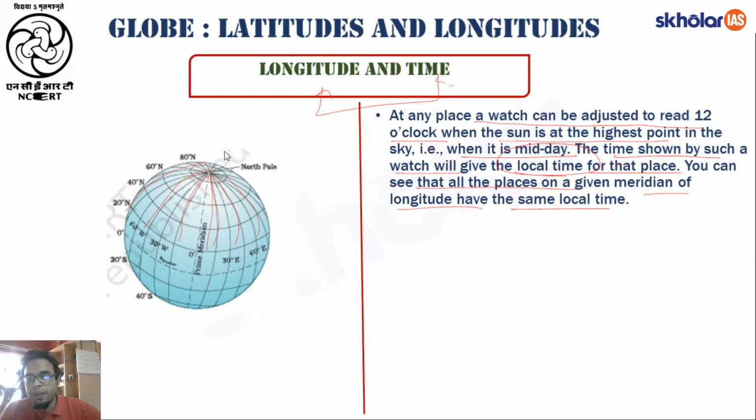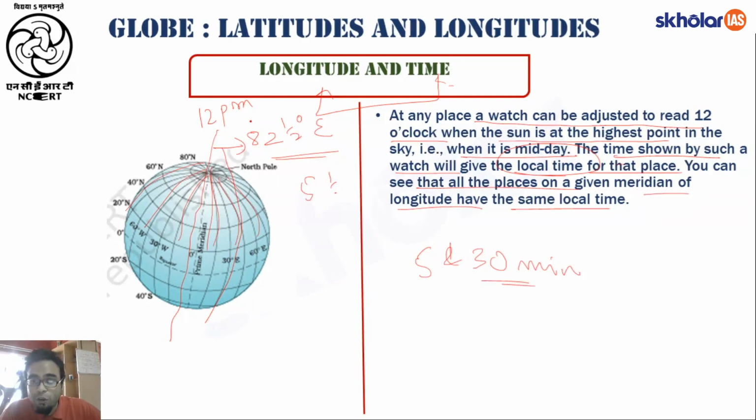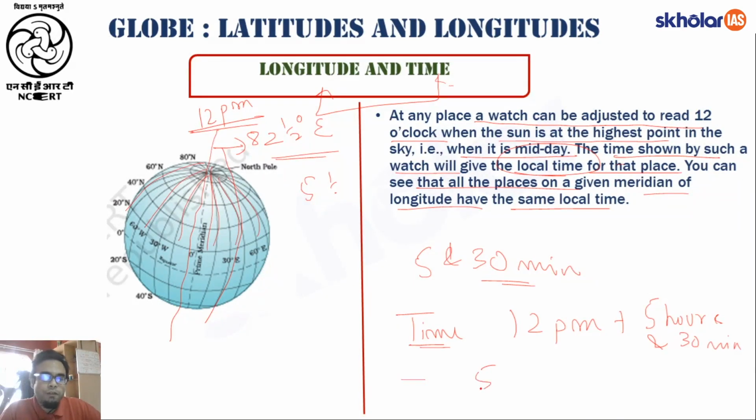suppose at the prime meridian, this one, it is 12 p.m., and India is located where? It is located at the longitude of 82.5 degrees east. So it is considered to be 5 hours and 30 minutes ahead of Greenwich. So if it is 12 p.m. at Greenwich, what will be the time in India? It will be 12 p.m. plus 5 hours and 30 minutes. So the time in India will be 5:30 p.m.